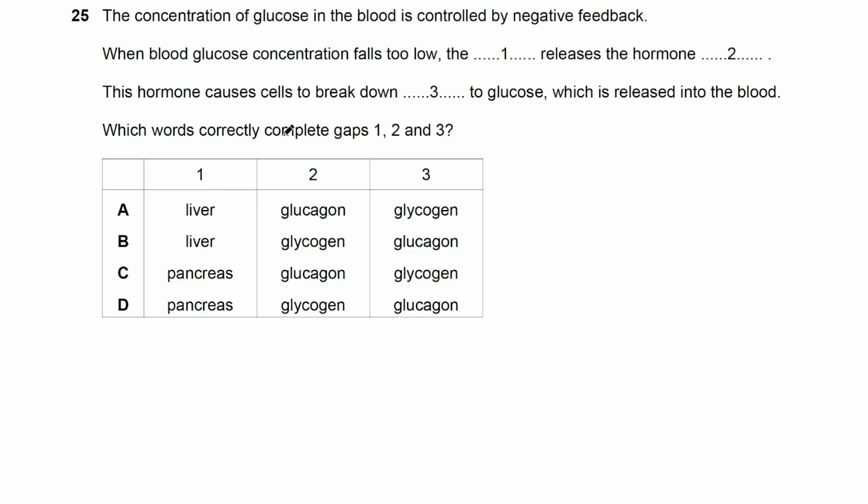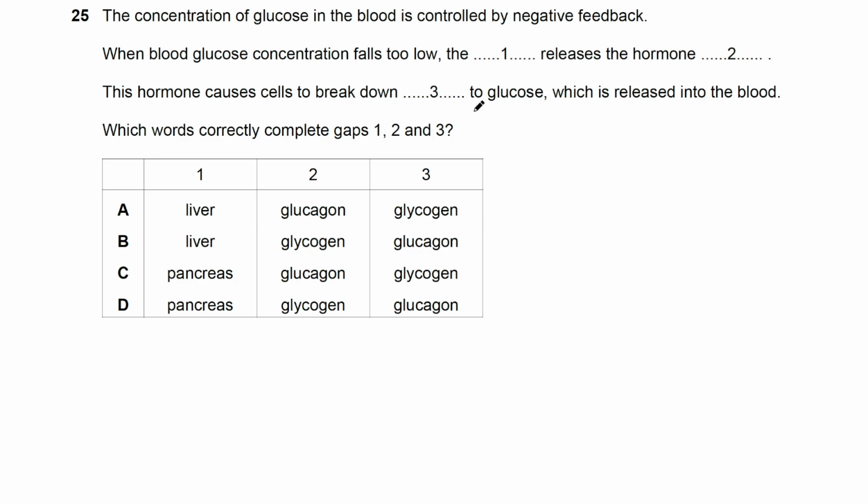Moving to question number 25. The concentration of glucose in the blood is controlled by negative feedback. I think you know what I mean by negative feedback. Now, when blood glucose concentration falls too low, we have to choose between liver and pancreas releases the hormone glucagon or glycogen. This hormone causes cells to break down glycogen or glucagon to glucose, which is released into the blood. Which words correctly complete gaps 1, 2, and 3?